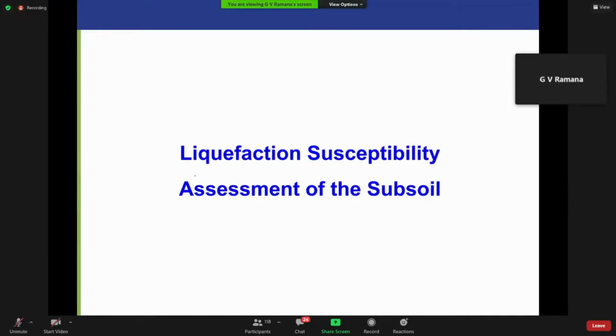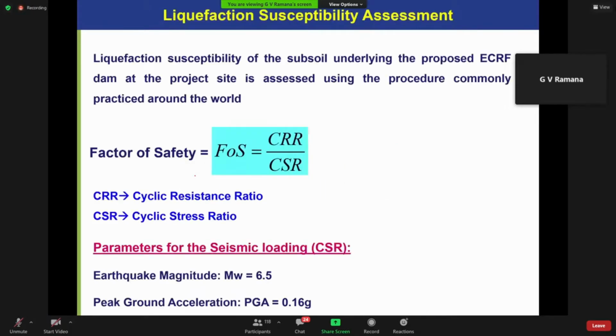For the liquefaction susceptibility assessment, we used the standard procedures available. We followed the NCER guidelines, and the seismic parameters were given by the University of Roorkee seismology department. They said to consider a magnitude of 6.5 earthquake and 0.18 g. These are the values given by CWC for finding the liquefaction susceptibility at the site.